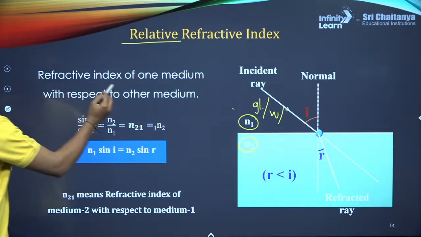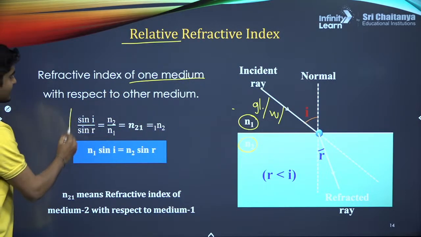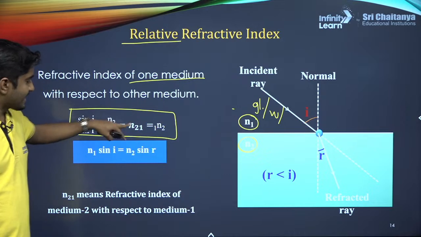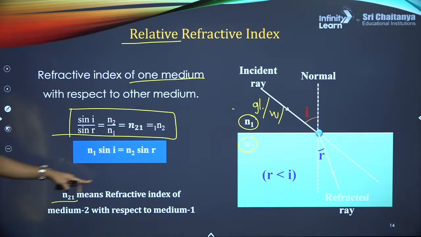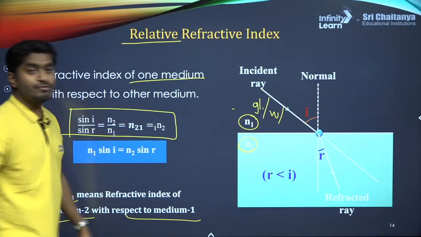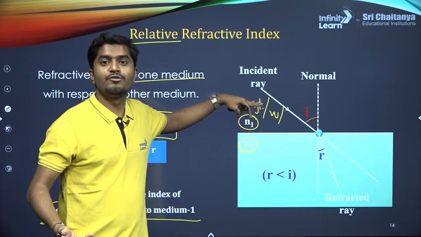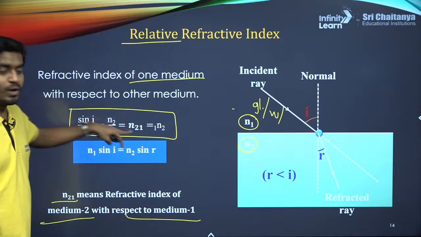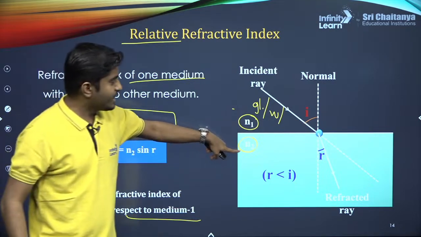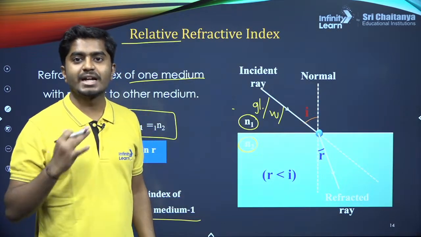Okay, so the refractive index of one medium with respect to the other medium is given by this equation. So how do you read this? n21 means the refractive index of medium 2 with respect to medium 1. So it is the refractive index of the second medium with respect to the first medium, and this n21 you can write as n2 divided by n1. So what are these n2 and n1? These are the absolute refractive indices.